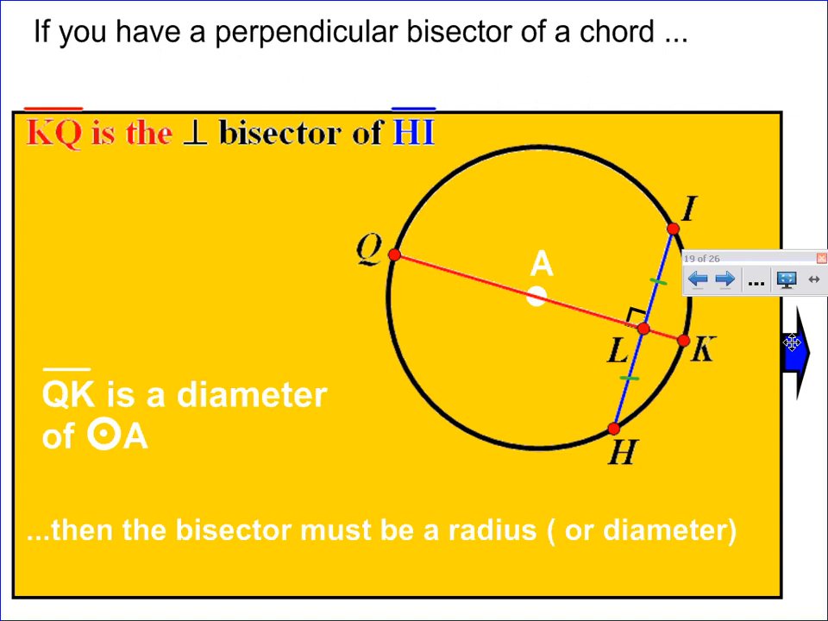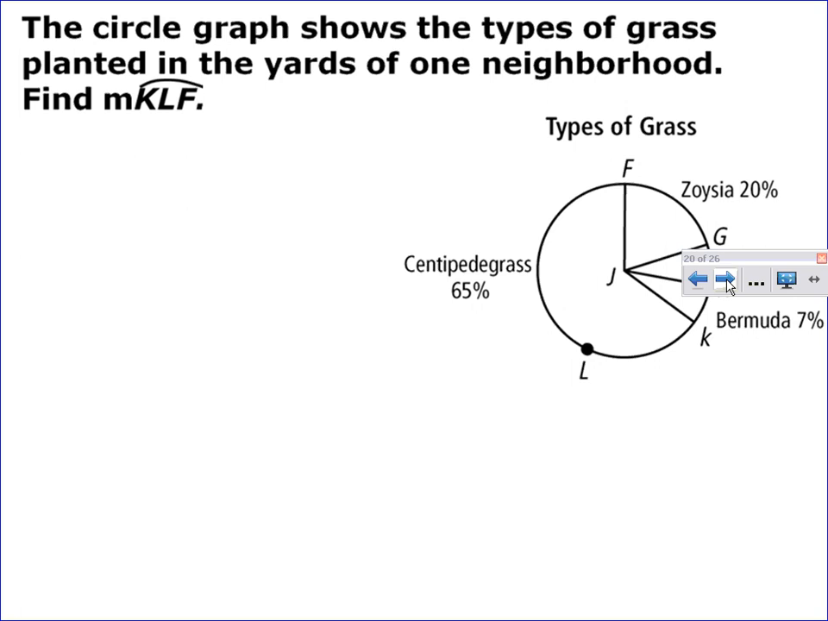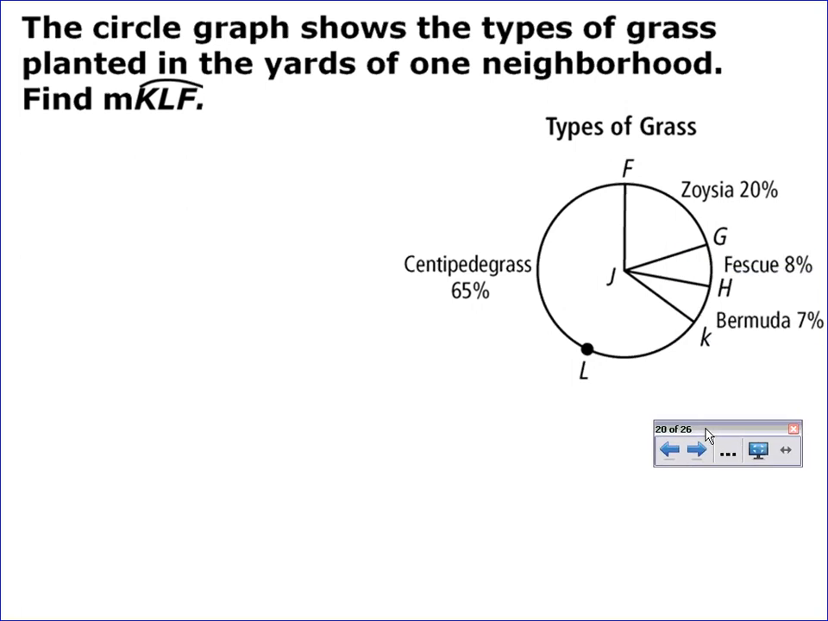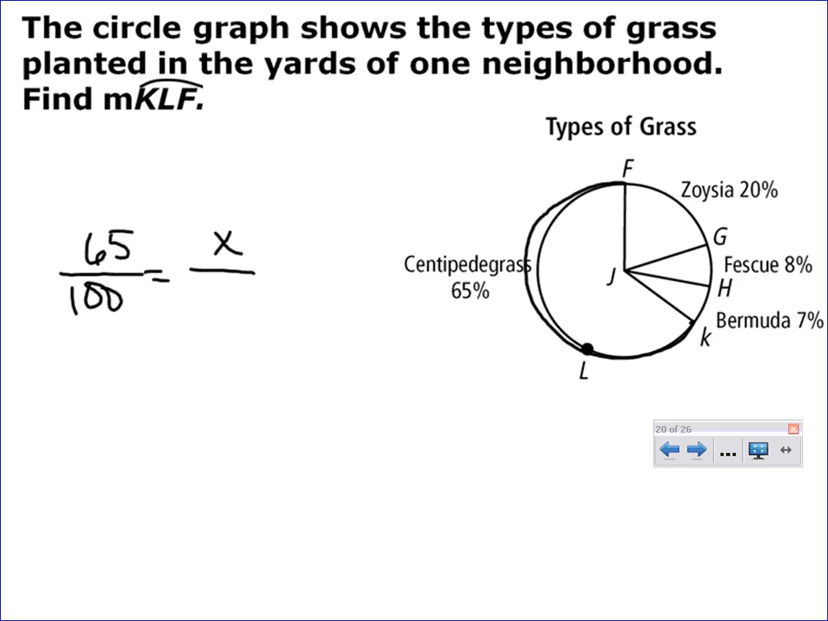All right, applying this to some problems. I need to find the measure of arc KLF. So here's K to L and over to F. I know that that takes up 65% of the circle. So 65 over 100 is equal to X over 360. Cross multiply and divide by 100.